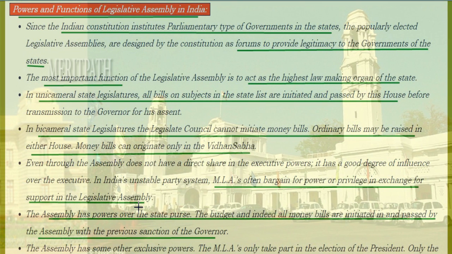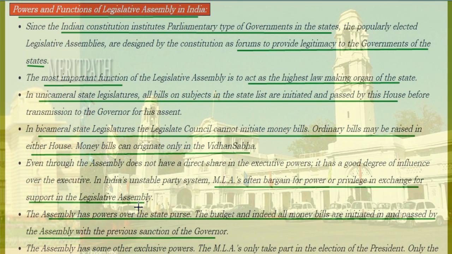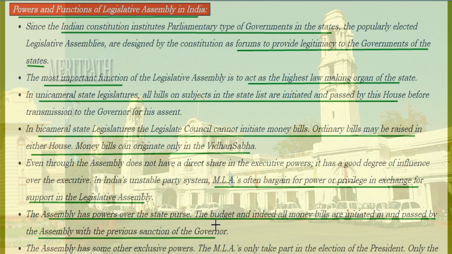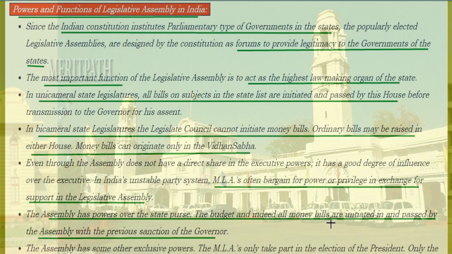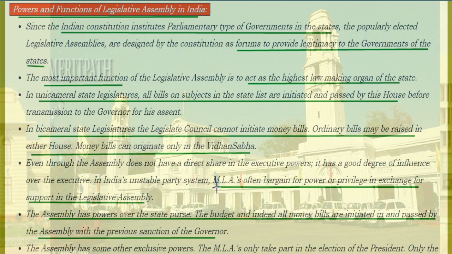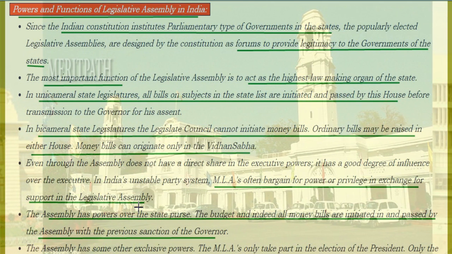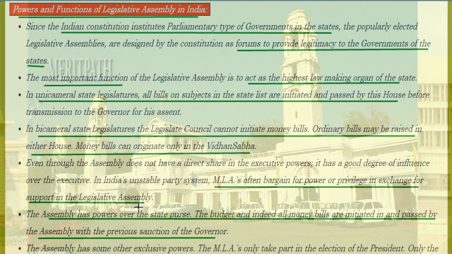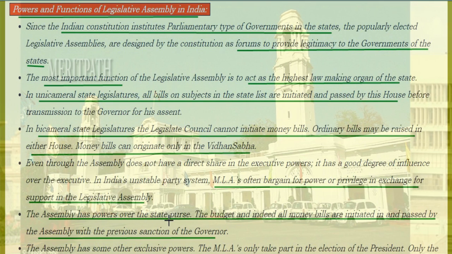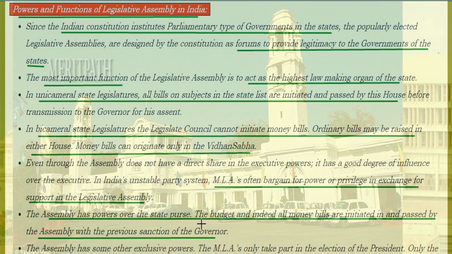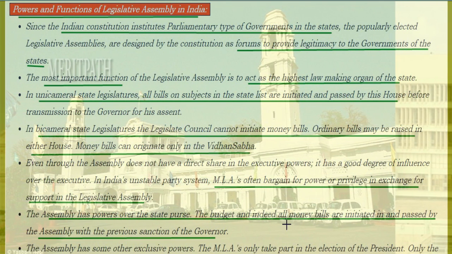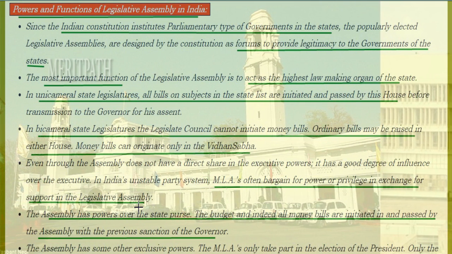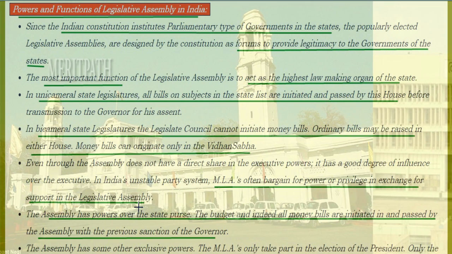But in a bicameral state legislature, where there are two houses, the upper chamber and the lower chamber, the legislative council cannot initiate money bills. Ordinary bills can be raised in either house, but money bills can originate only in the Vidhan Sabha.